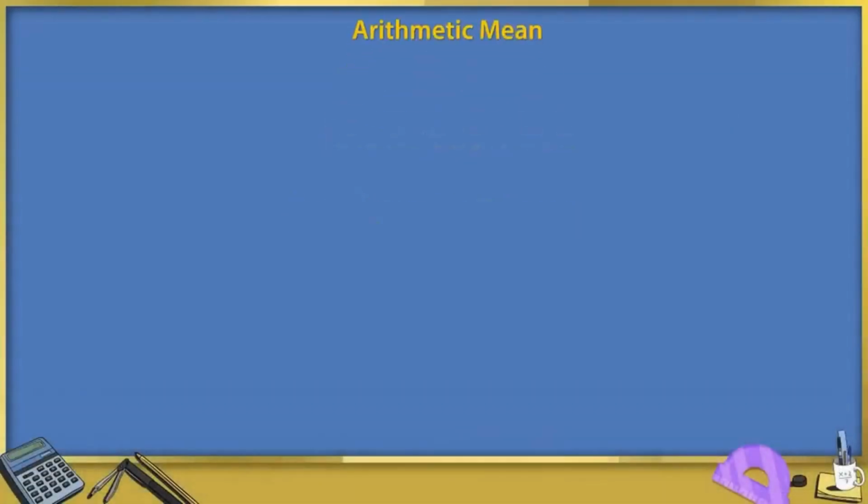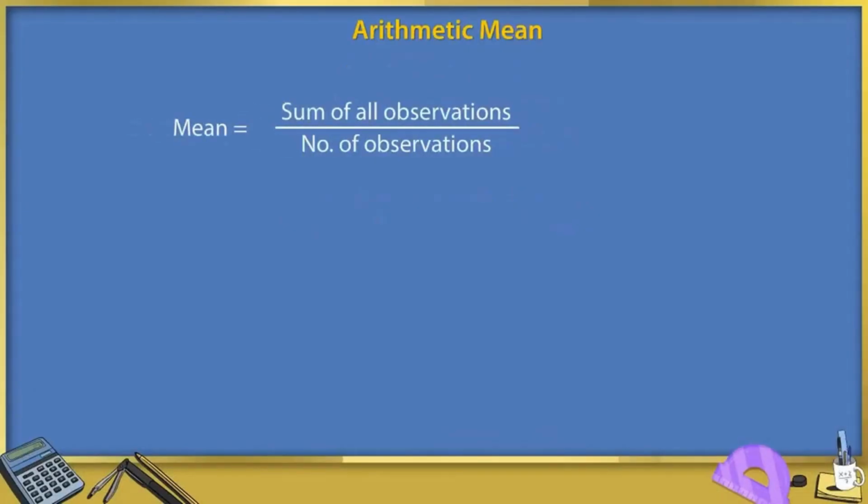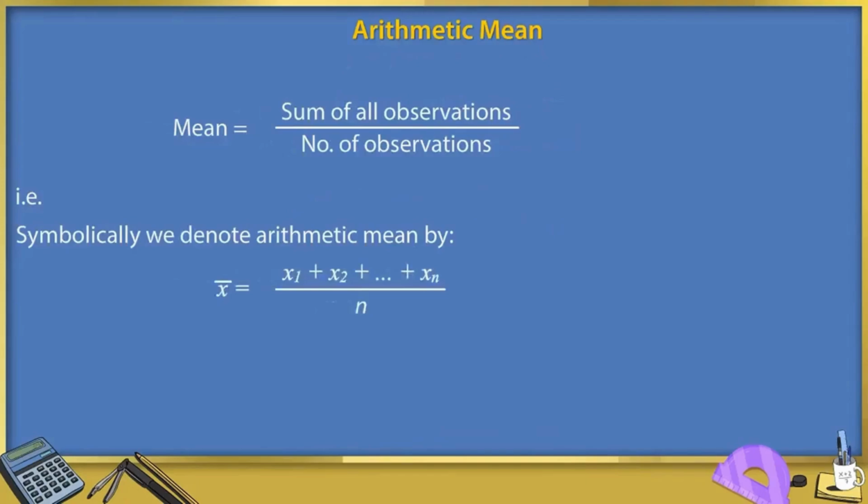Arithmetic mean. Mean is equal to sum of all observations by number of observations. That is, symbolically we denote arithmetic mean by x bar is equal to x1 plus x2 plus so on till plus xn by n, where x1, x2, x3 and so on till xn are the n observations in the group.